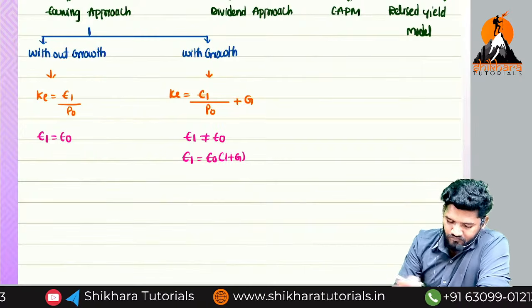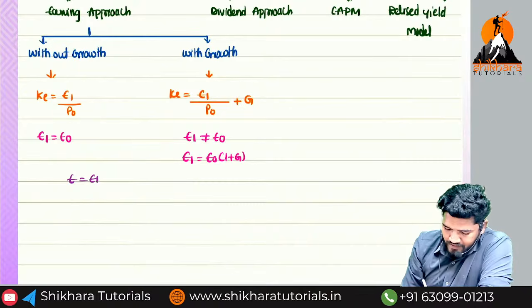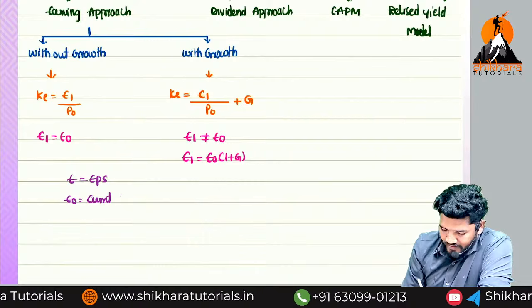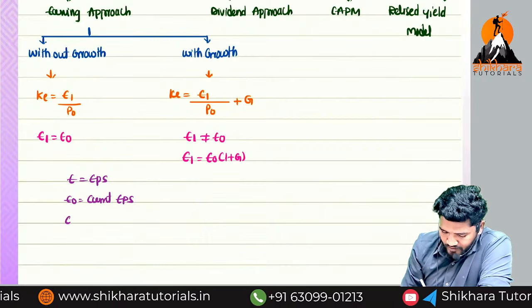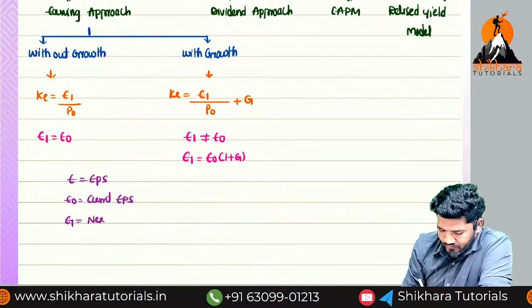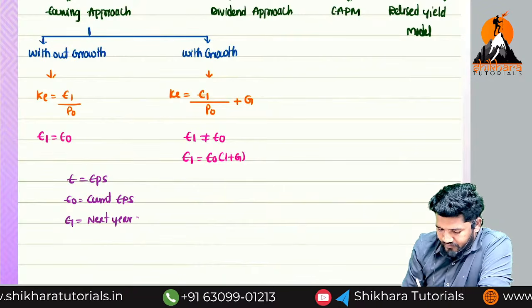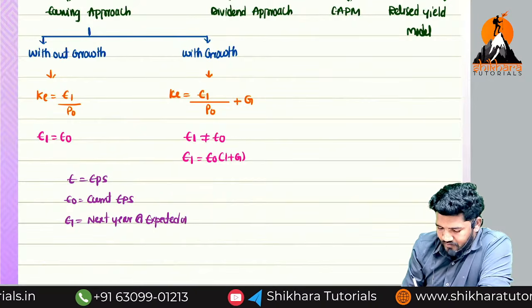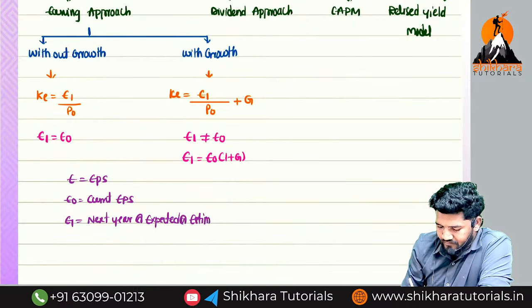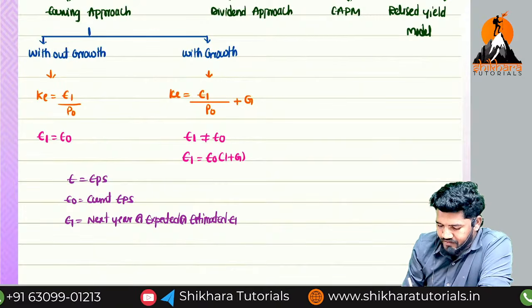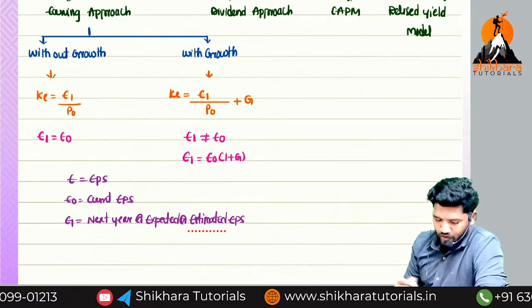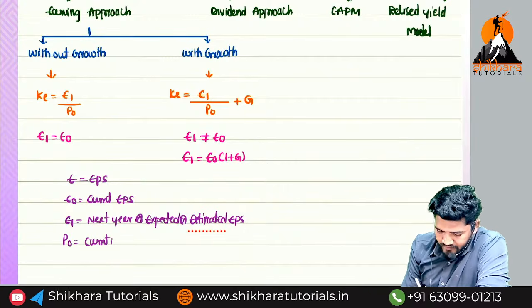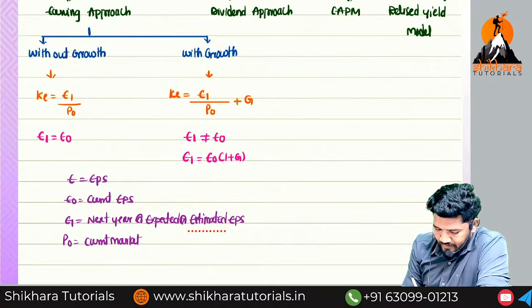So E represents EPS, E0 represents current EPS, E1 represents next year or expected or estimated EPS. Now P0 represents current market price.